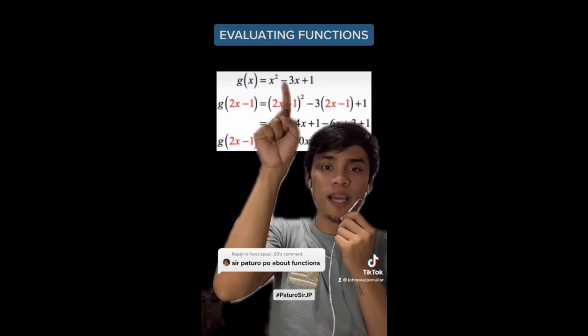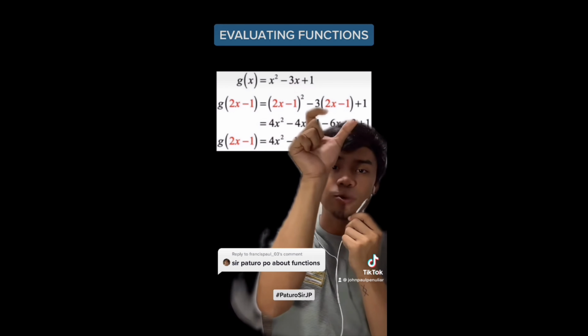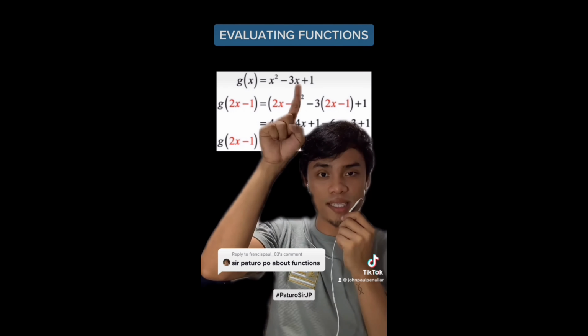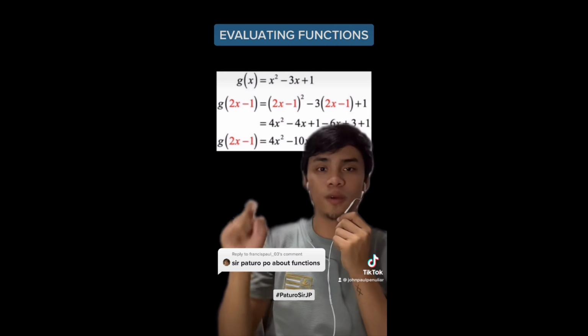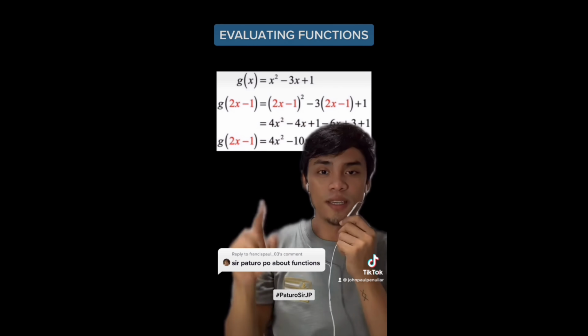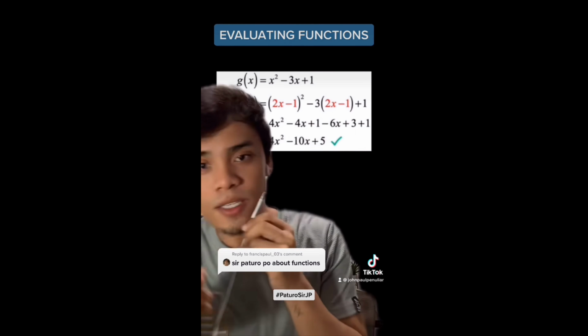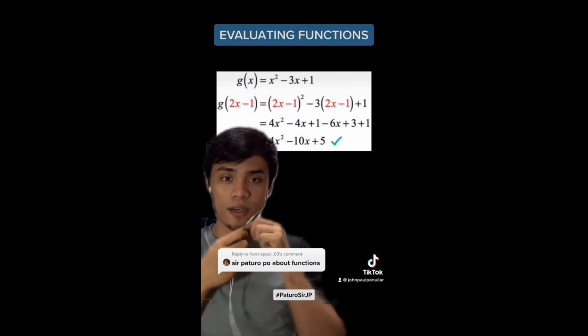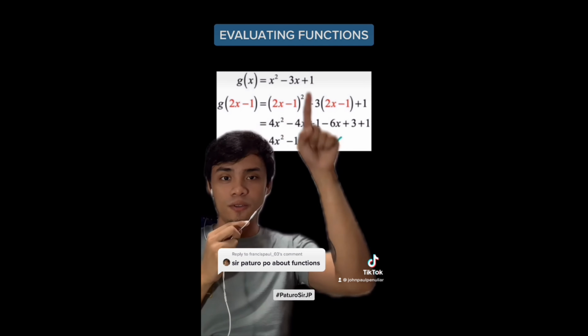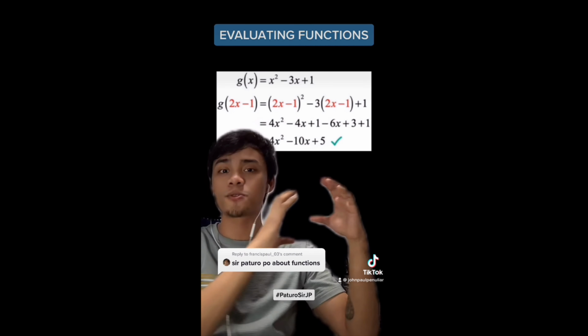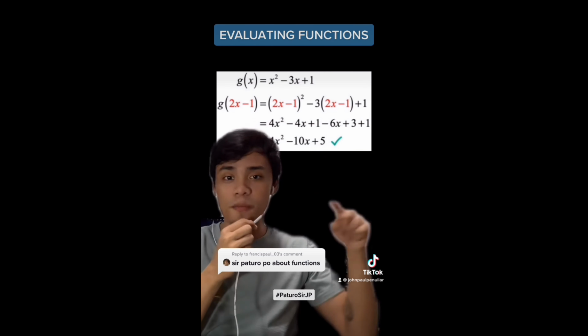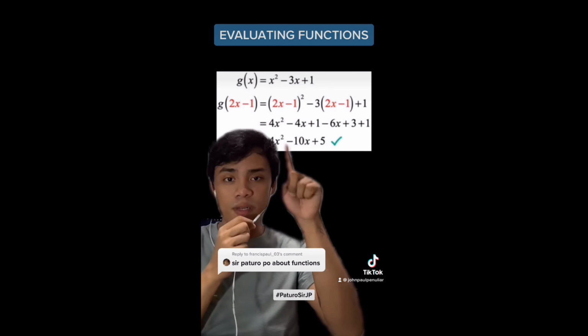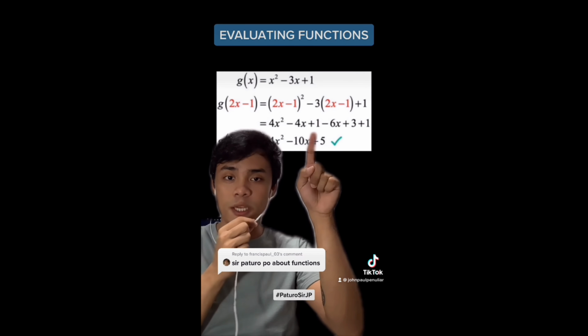Minus 3x, so minus 3 times 2x minus 1, kasi yung x, again, pinapalitan natin ng 2x minus 1. And then, plus 1. Simplify na lang tayo. Go back to your pagde-distribute. Do it on your own: 2x minus 1 times 2x minus 1. You do the FOIL method, di ba? And then, you will come up with 4x squared minus 4x plus 1.